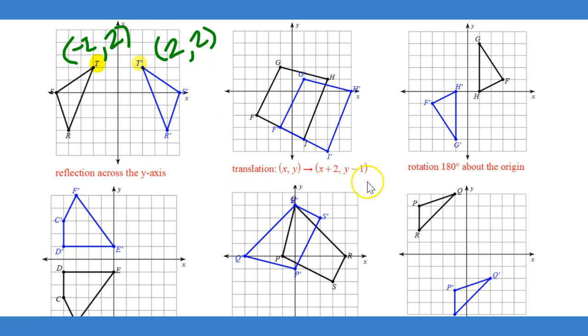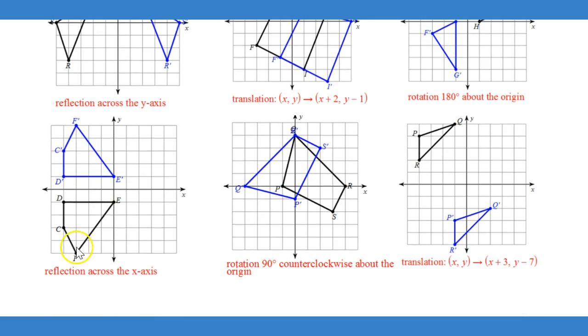Here we're just seeing a translation, a rotation of 180 degrees, a reflection across the x-axis, a rotation 90 degrees counterclockwise about the origin, and then a translation where x is moving 3 and y is moving down 7. So check those and let me know if you've got questions.